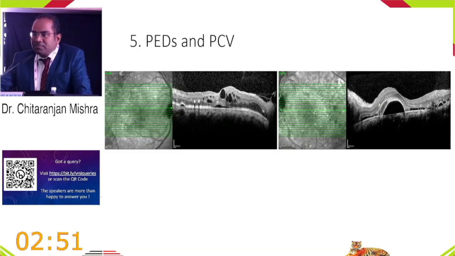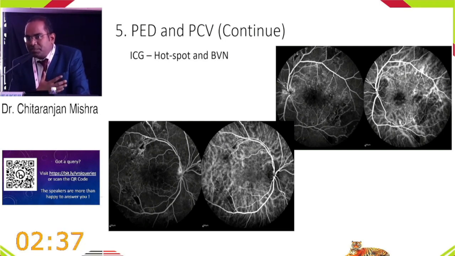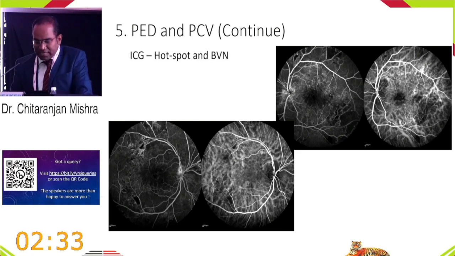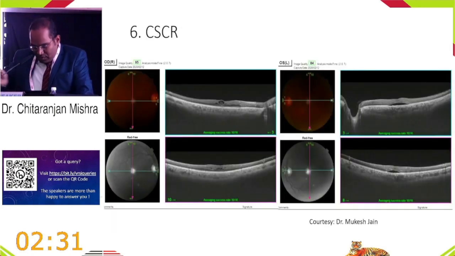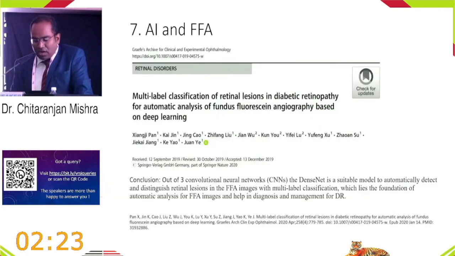PCV, especially when it is coexistent with diseases like diabetic retinopathy, you have to take the help of ICG to detect a hotspot or a BVN or something. You cannot go away with only the OCT based classification by Dr. Jamie Chung et al. that was described before. CSR, you have to go for FFA, you have to see the smokestack or the ink blot leak, and sometimes you may get ICG hyperfluorescence also.